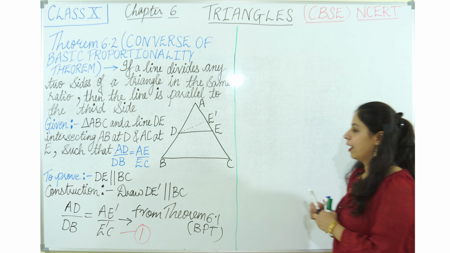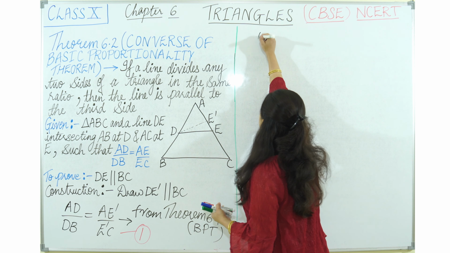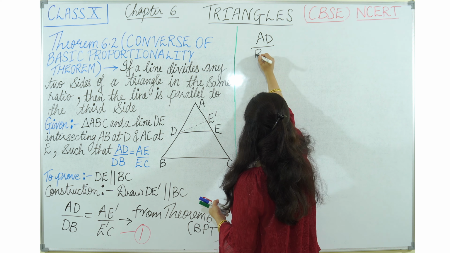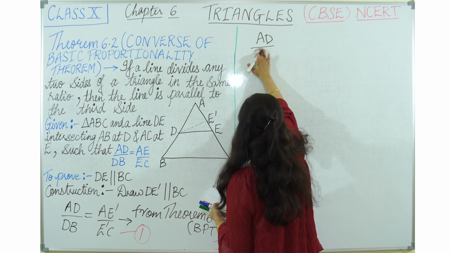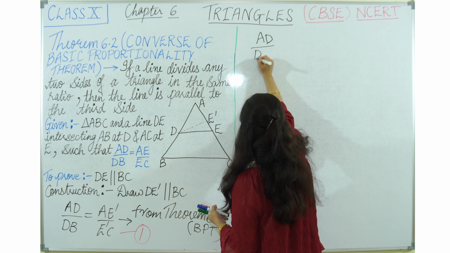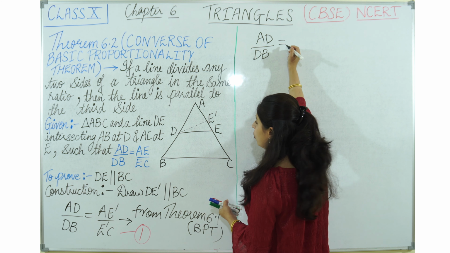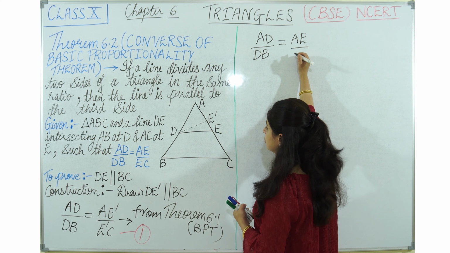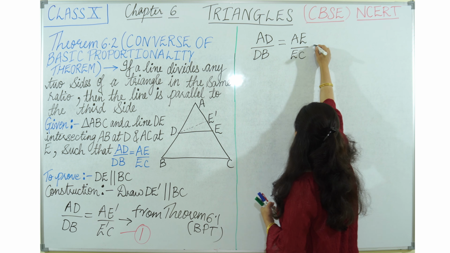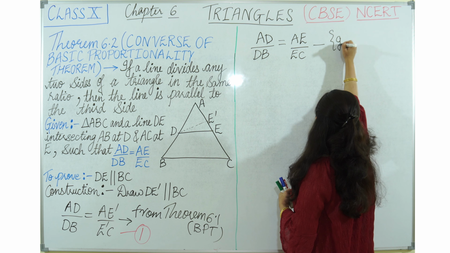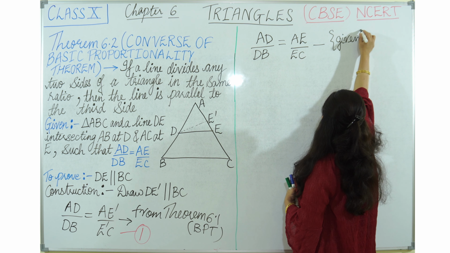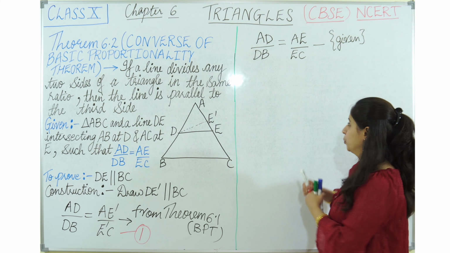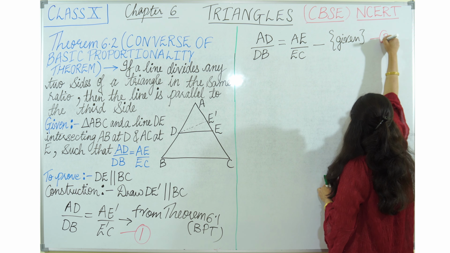Now we have been given that AD upon DB is equal to AE upon EC. This we have already been given. Let us mark it as equation number 2.